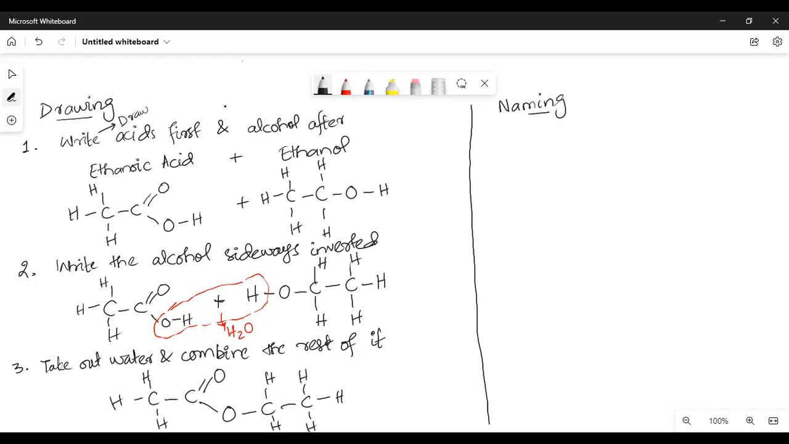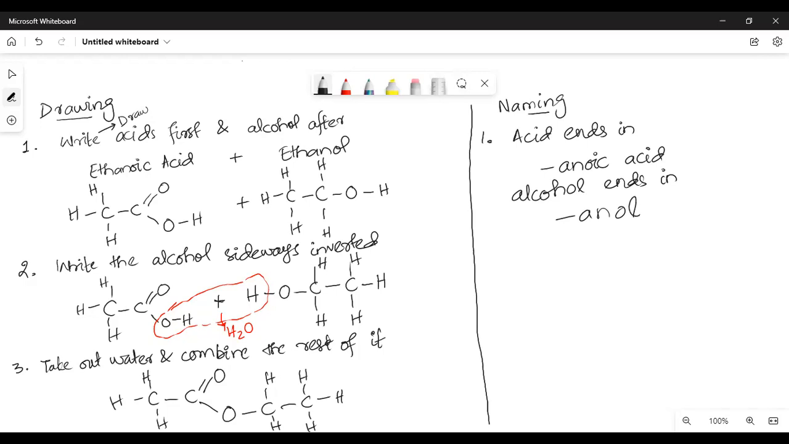As far as the naming part is concerned, first things first, acid ends in enoic acid. Alcohol ends in enoate, sorry, not enoate, no, all right. So alcohol is changed from anol to aryl.